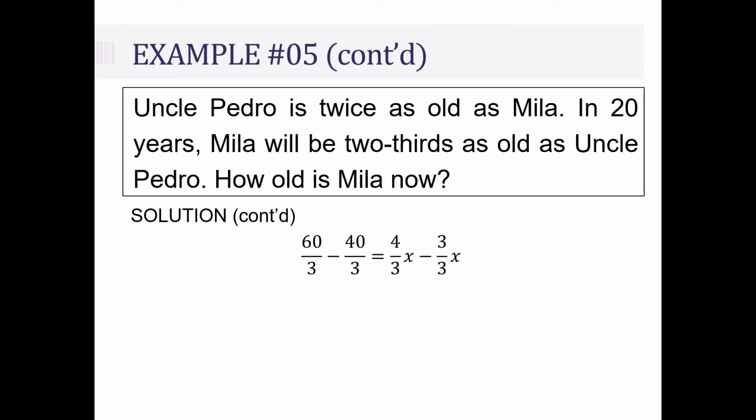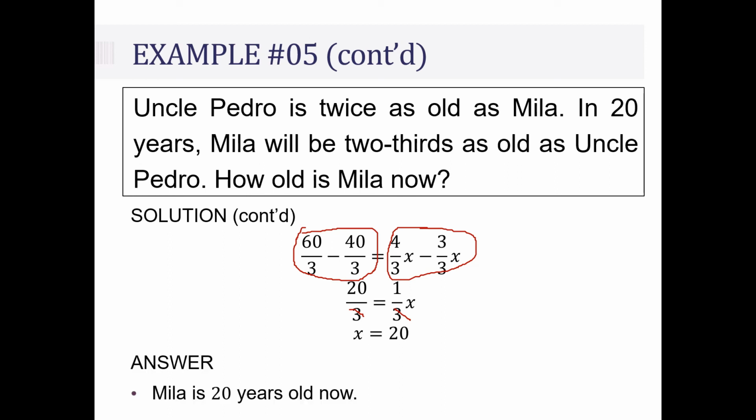So, in this case now, if we simplify this, this is now equal to 20 over 3, and this is now equal to 1/3 x. Alam natin na kung meron tayong same na denominator, pwede natin siyang tanggalin. Okay? So, we now have x equals 20. So, what does that mean? Then, our answer is, Mila is 20 years old now. So, 20 pala si Mila ngayon. At si Uncle Pedro ay 40 years old.